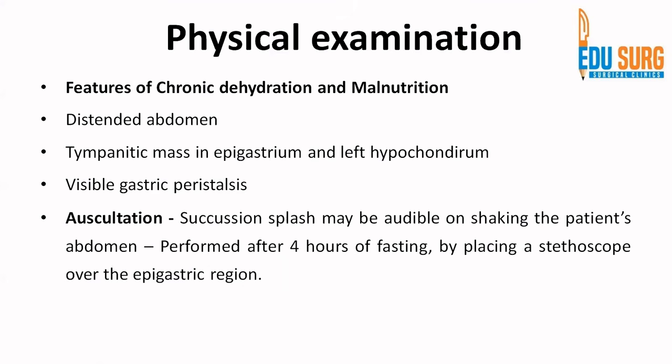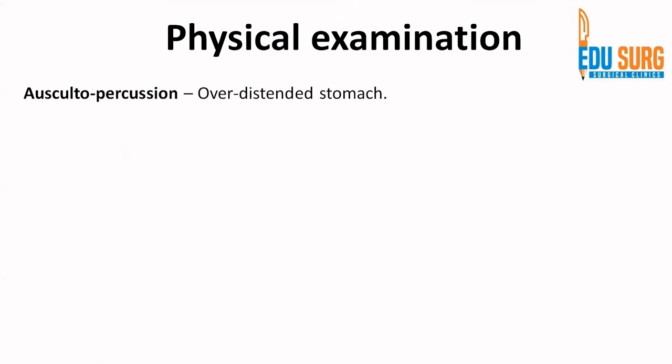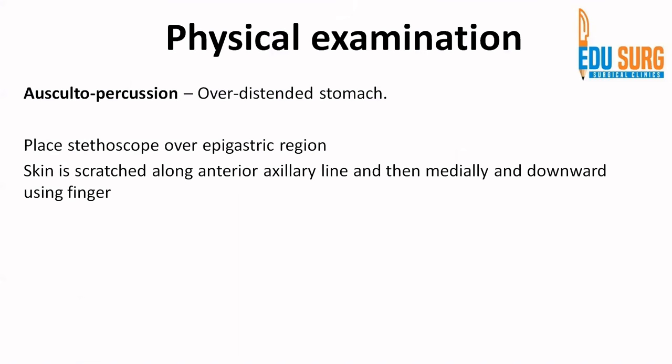What is done here is after 4 hours of fasting, shaking the patient's abdomen after placing a stethoscope over the epigastric region, you can hear the fluid in the stomach moving, and that is basically the succussion splash. Ausculto percussion is also a test which is done to diagnose over distended stomach.